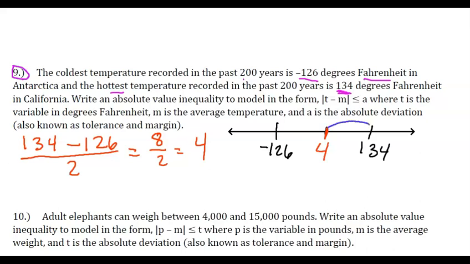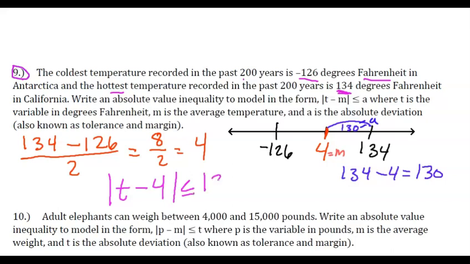To find the distance, we just subtract these two numbers. 134 minus 4 will give you a distance of 130 degrees Fahrenheit. So our formula would be, we'd plug in 4 for M, and we plug in 130 for A. So our inequality would be the absolute value of T minus 4 is less than or equal to 130.